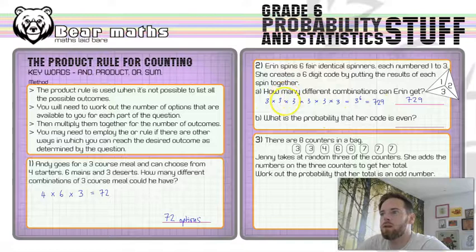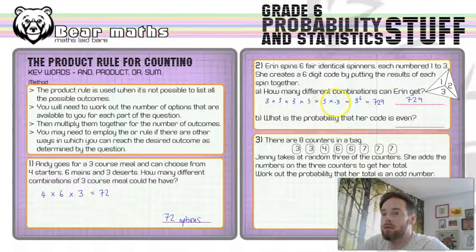It could be 1 1 1 1 1 2. It's unlikely, but it's possible. They're all very unlikely, but one of them's going to be the code, isn't it? Okay, so that's how you work that out. Anyway, what's the probability that her code is even, right? So let's think about that for a second.